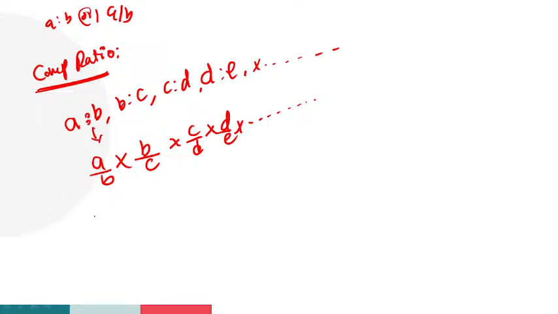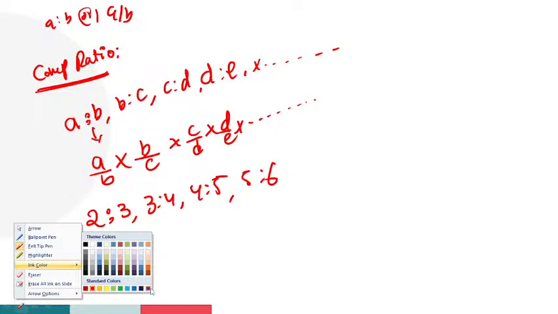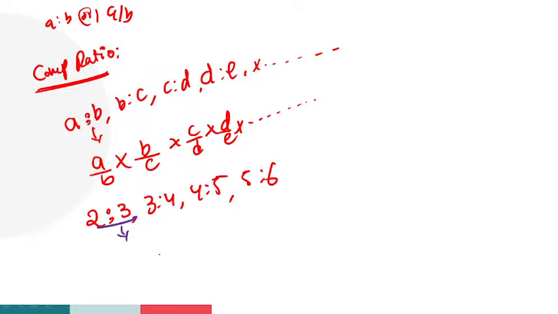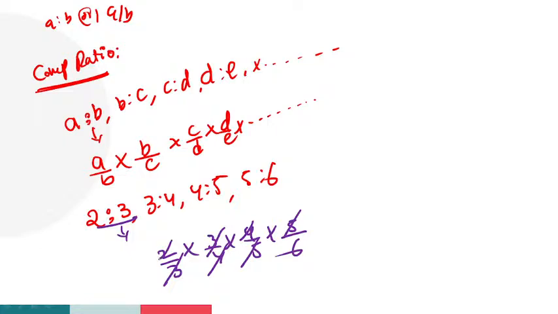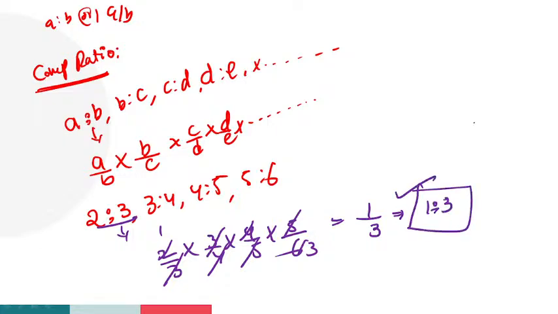For example, a question like this: 2 is to 3, comma, 3 is to 4, comma, 4 is to 5, comma, 5 is to 6. Find out the compound ratio. 2 is to 3 can be written as 2 by 3 into 3 by 4 into 4 by 5 into 5 by 6, and let me calculate, guys. Here 3 cancels, 4 cancels, 5 cancels. 2 ones are there and 2 threes are there. Finally, here 1 is to 3. So that is the compound ratio.